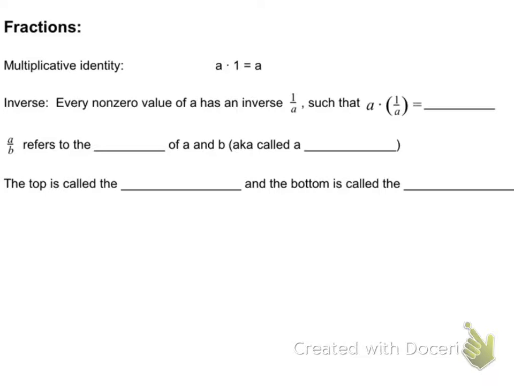We also have the inverse identity. It says every non-zero value of A has an inverse of 1 over A. Basically, the reciprocal. Such that when you multiply A times its reciprocal, what do you get? You get 1, because the A's will cancel. They'll divide out.